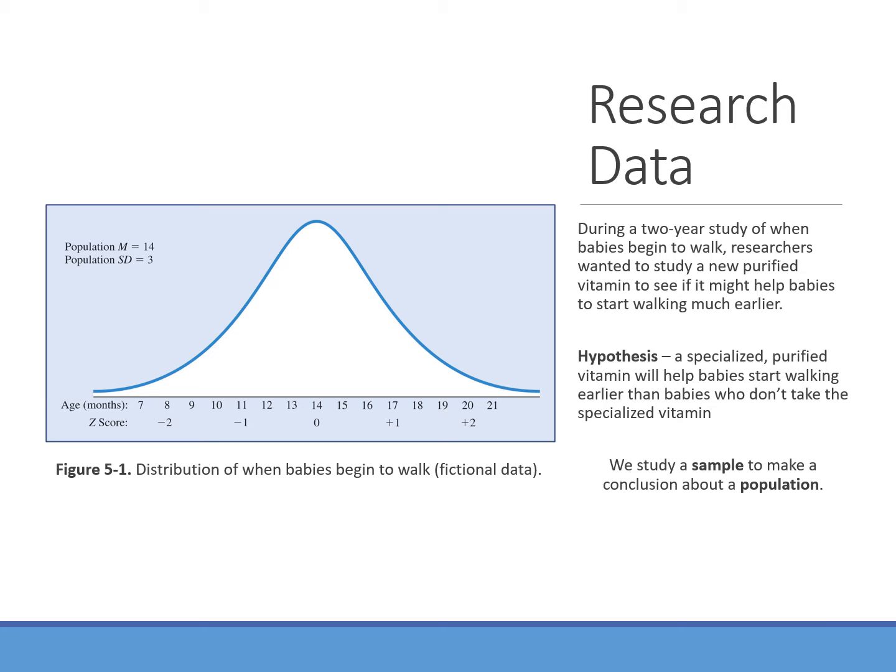During a 2-year study of when babies begin to walk, researchers wanted to study a new purified vitamin to see if it might help babies to start walking much earlier. So here's our hypothesis. A specialized purified vitamin will help babies start walking earlier than babies who don't take the specialized vitamin. We study a sample to make a conclusion about a population. This chart just shows the general population statistics, and we'll go through that in a little bit more detail in just a few minutes, okay?